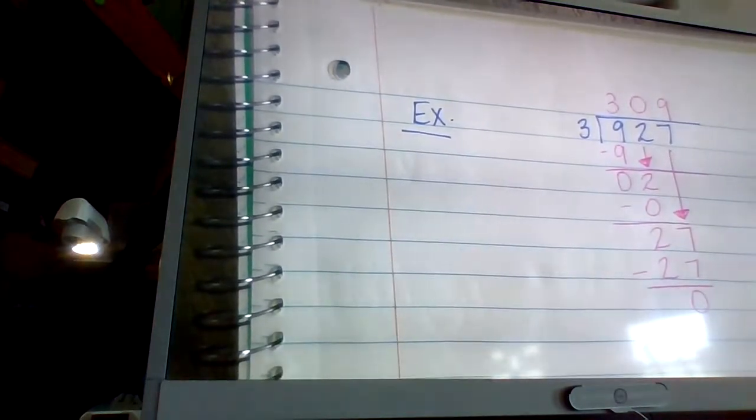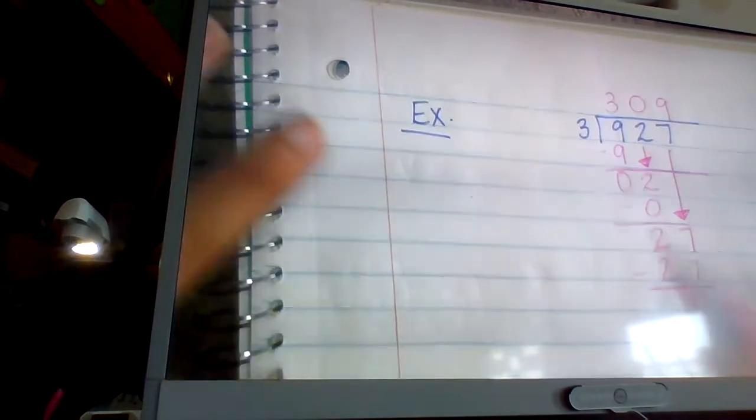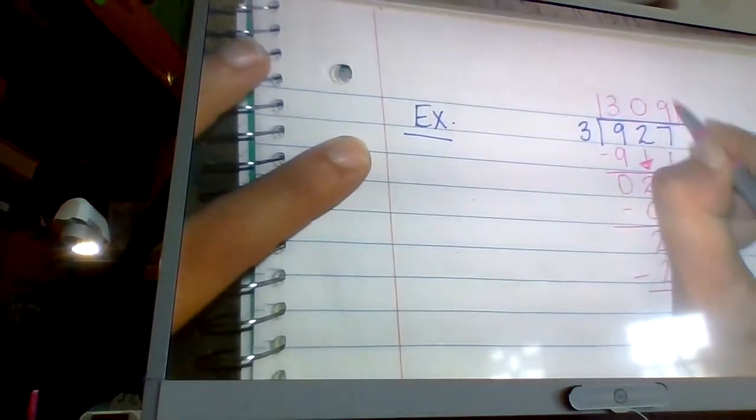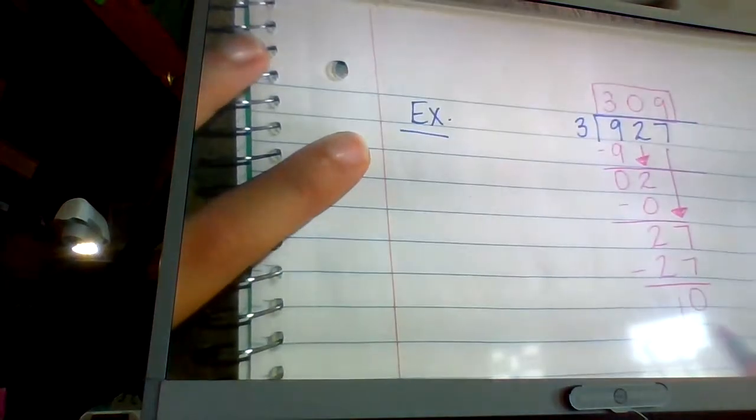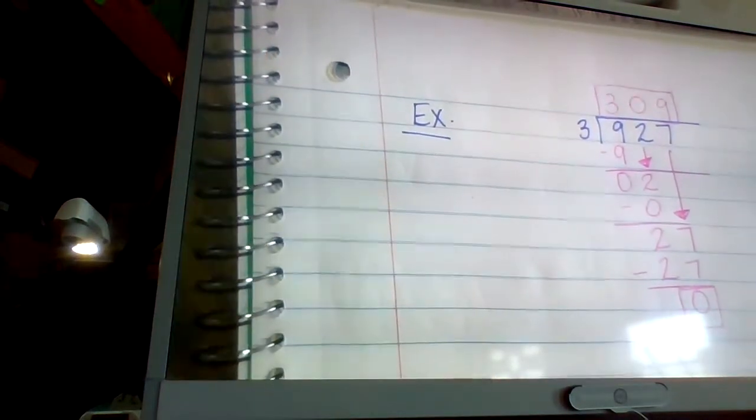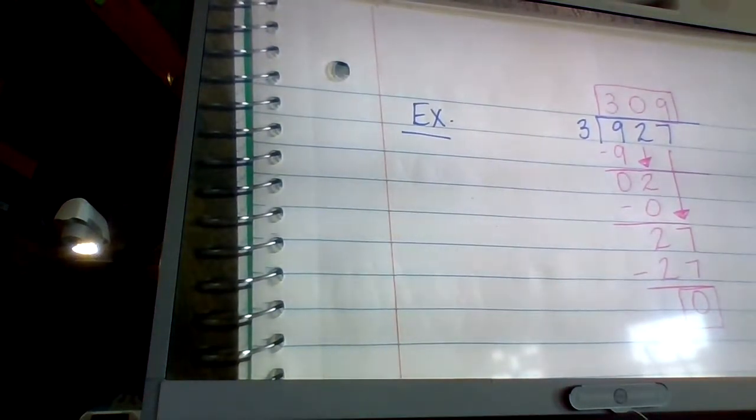So my quotient, or my answer when I divided, is 309 with a remainder of 0. There are no leftovers after I equally divided.